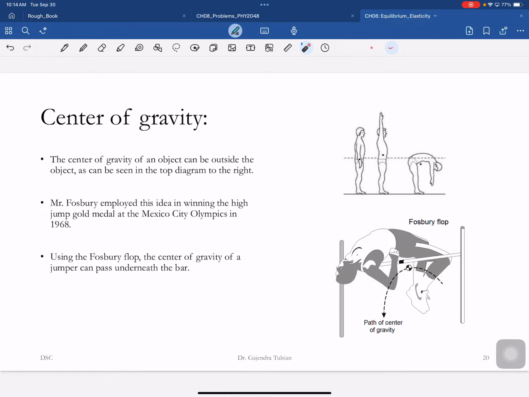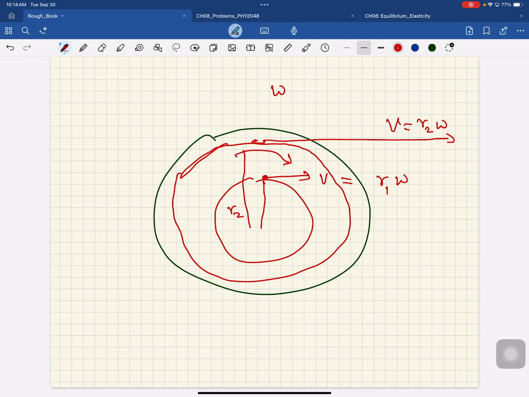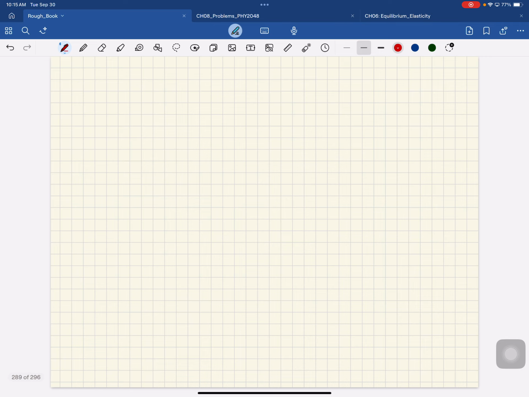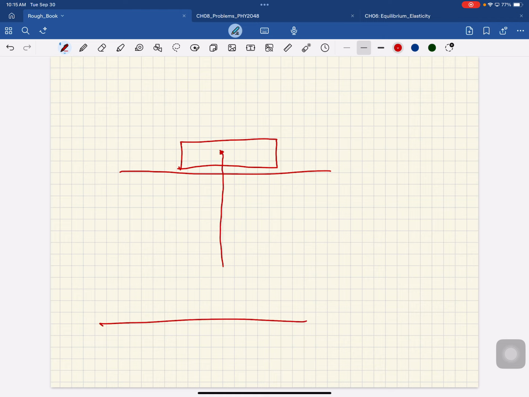Okay, so here's what this means. Let's say here's a bar, and now I'm going to draw a side view. Let's say in the old days, when they did high jump, this is how they jumped high, across the bar. There was the center of gravity, and the center of gravity went above the bar.